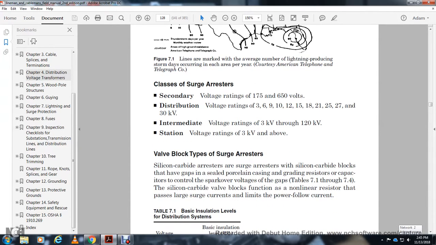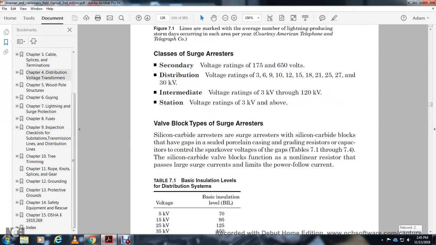The valve block type of surge arrester is the silicon carbide arrester. It has silicon carbide blocks with a gap in a sealed porcelain casing, with a grading resistor and capacitor for the control of the spark-over voltage with a gap, as in Tables 7-1 through 7-4. The silicon carbide valve blocks function as a nonlinear resistor, providing a path for large surge currents and limiting the power follow current.